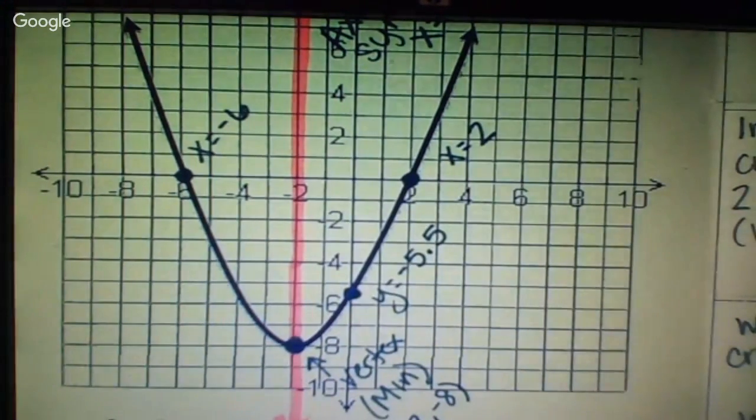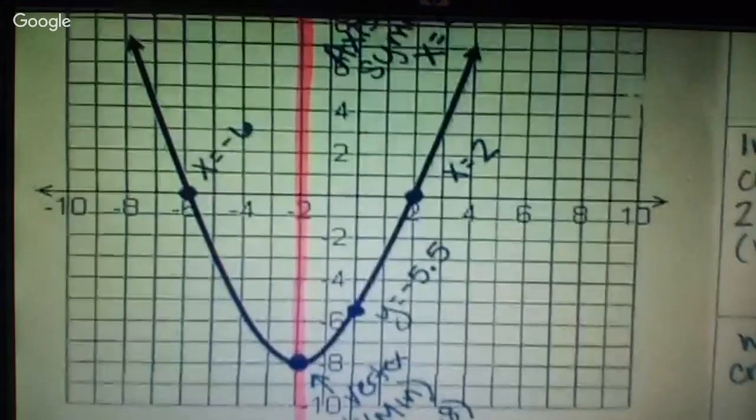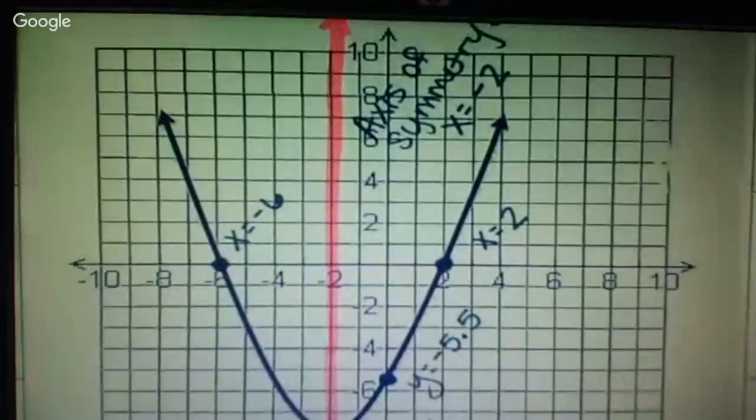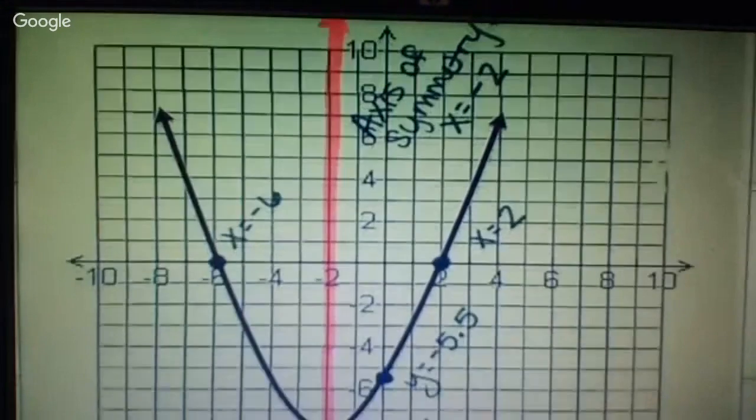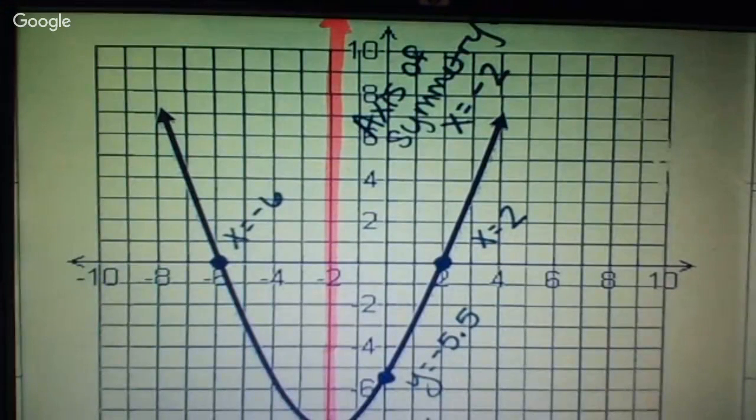Wait, what do you mean? Why is it over there? It's in between. That pink line that I drew was your axis of symmetry. That's not your y axis. Don't use that as your y axis. Don't let that confuse you. That pink line is not your y axis. That's your axis of symmetry. Your y axis is this one.